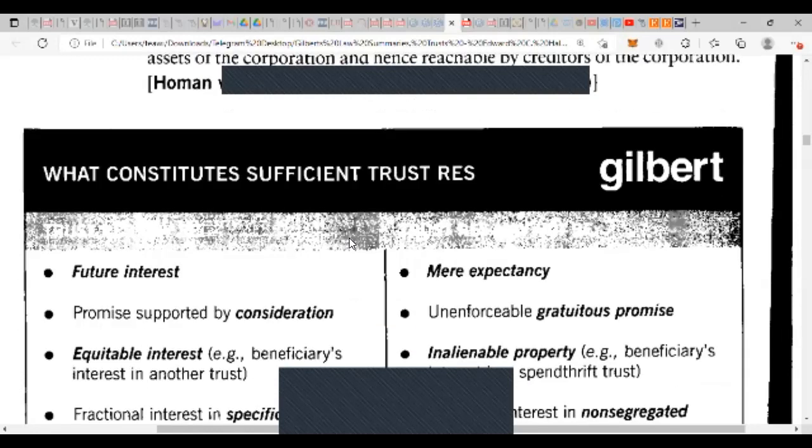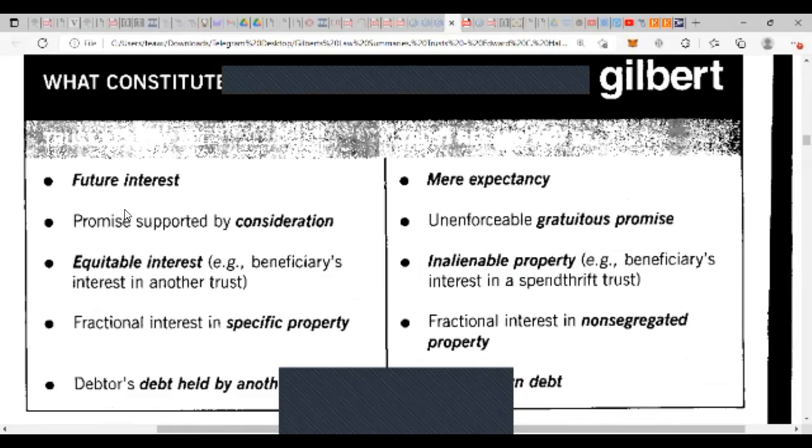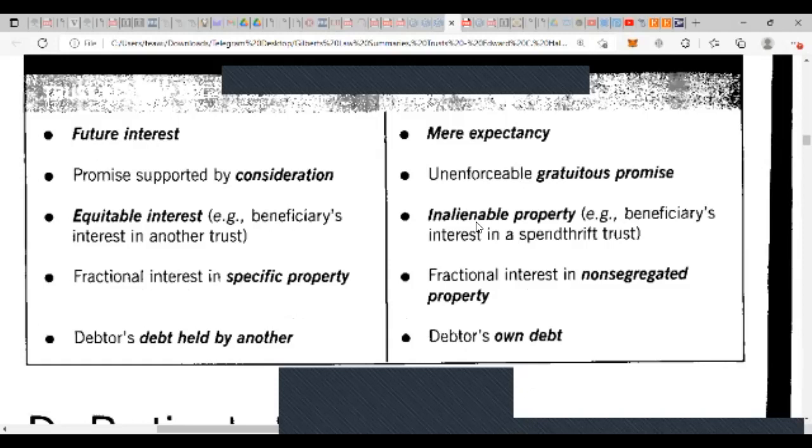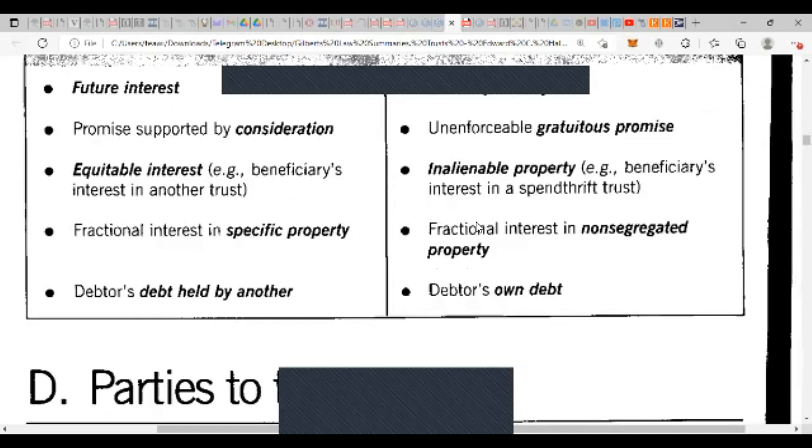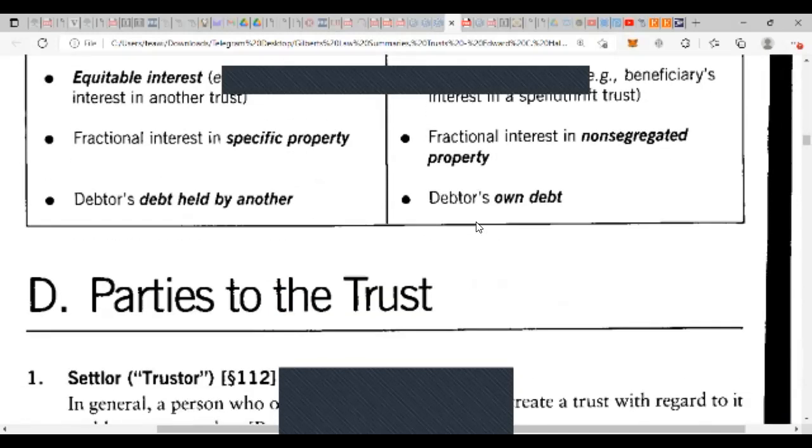What constitutes sufficient trust res? Future interest, promise supported by consideration, equitable interest such as beneficiaries' interest in another trust, fractional interest in specific property, debtors' debt held by another, mere expectancy, unenforceable gratuitous promise, inalienable property, beneficiaries' interest in a spendthrift trust, fractional interest in non-segregated property, debtors' owned debt. Parties to the trust.